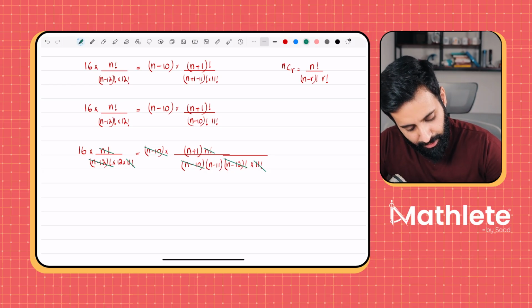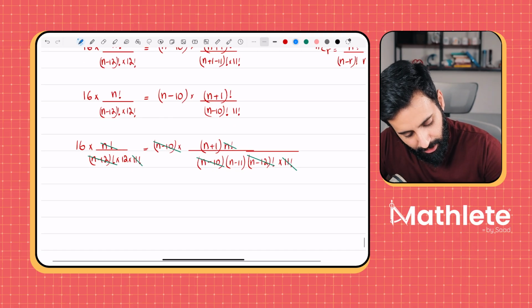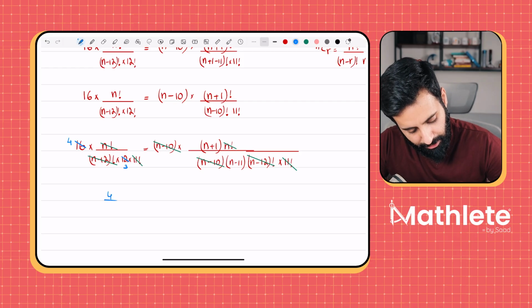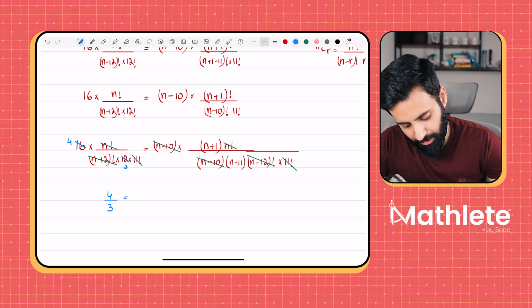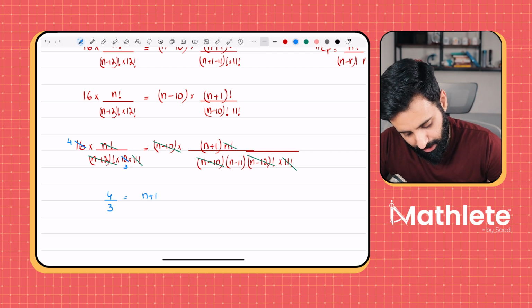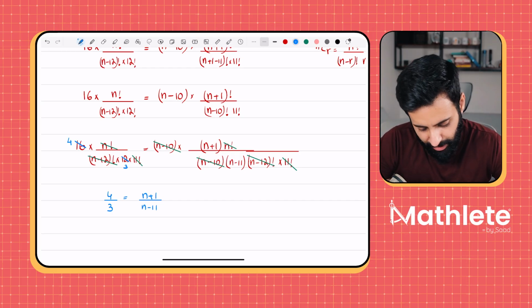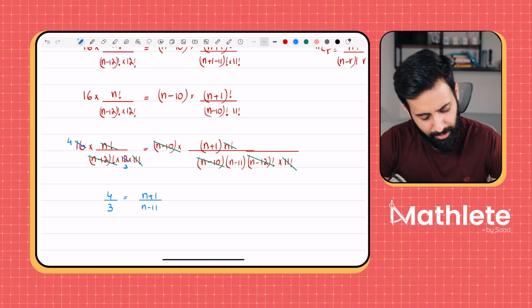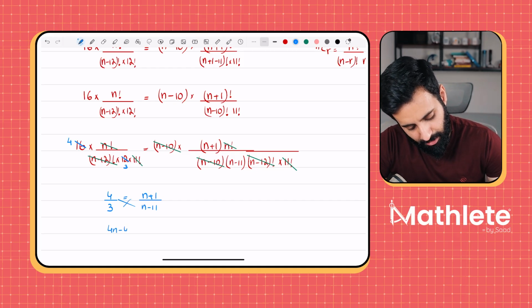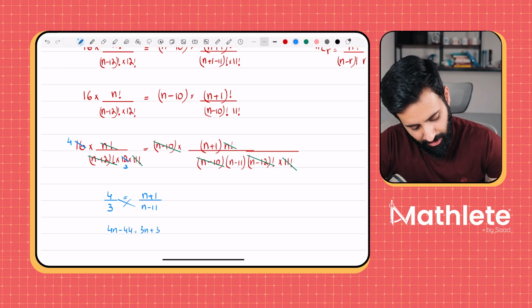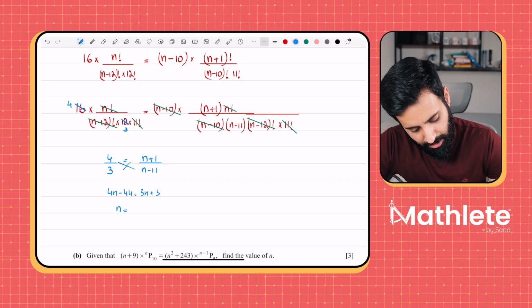And what is it that we're left with? We're left with 16 and 12 here, which we can also simplify using the table of 4. So all we're left with on the left-hand side is 4 upon 3. On the right-hand side, sorry, what we're left with is n plus 1 over n minus 11. Just making sure that I haven't made a sign error or a calculation error. I think we're good. Now let's cross multiply. So you have 4n minus 44 is equals to 3n plus 3. Let's get all the n's on one side. So n is equals to 44 plus 3, which is equal to 47. And there you go. That's the answer.